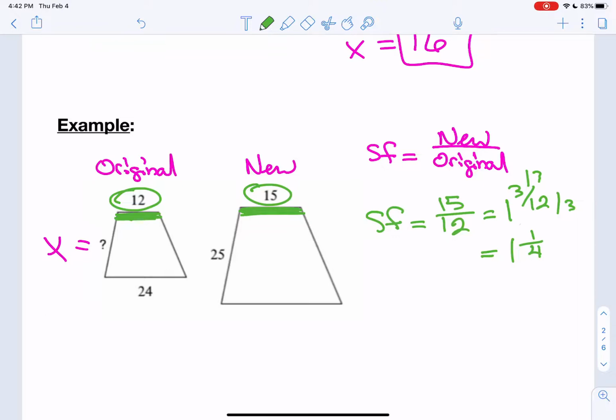that we know the scale factor, that means that scale factor also had to have worked to make x turn into 25. So that means 1 1/4, or if you're planning on using a calculator, that equals 1.25. Okay, you can use either way. We'll go with the 1.25 times your x makes it 25.